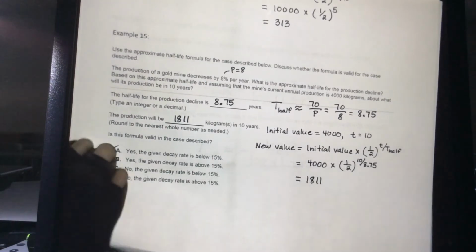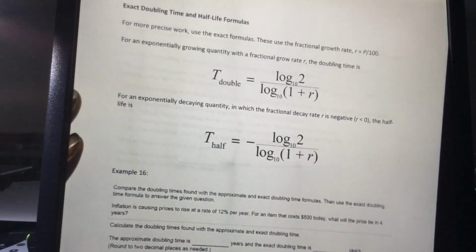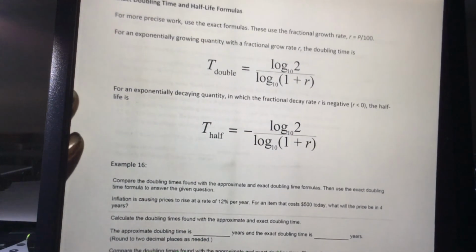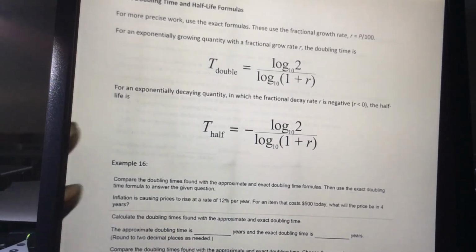Okay, now on the next page is the exact doubling time and half-life formulas. For more precise work, use the exact formulas. These use the fractional growth rate, R is equal to P divided by 100. So here, you take your percentage, convert it to a decimal by dividing it by 100.